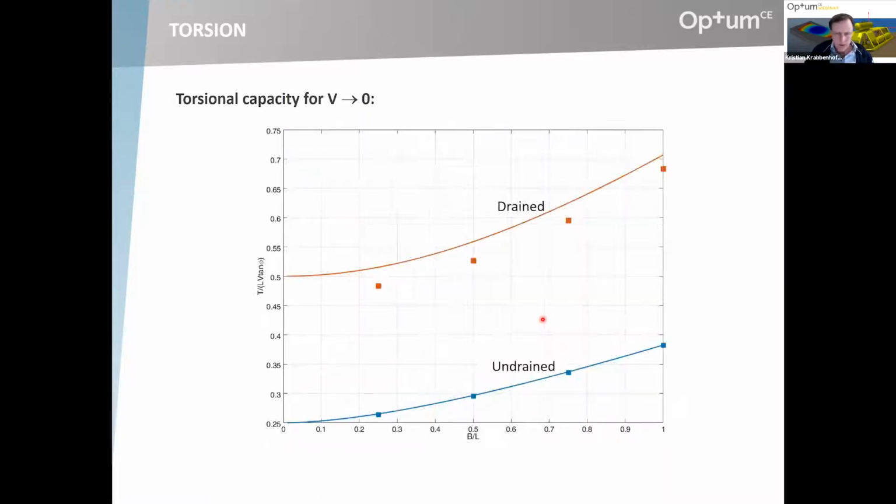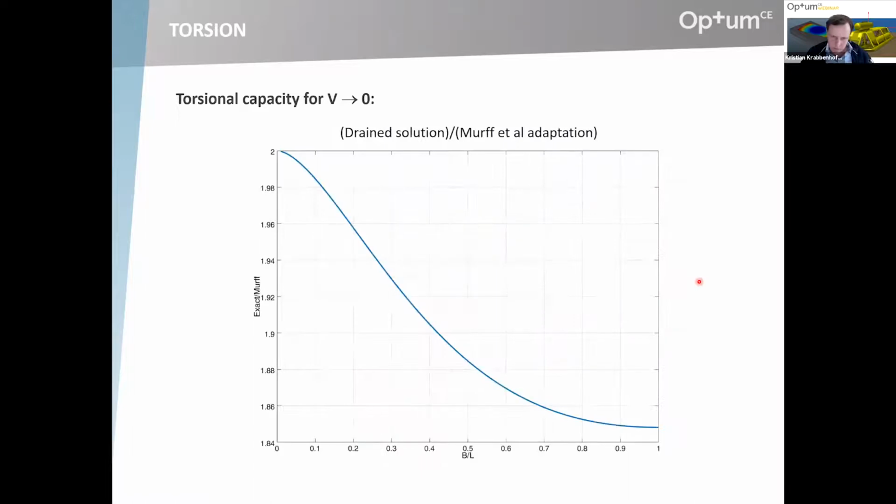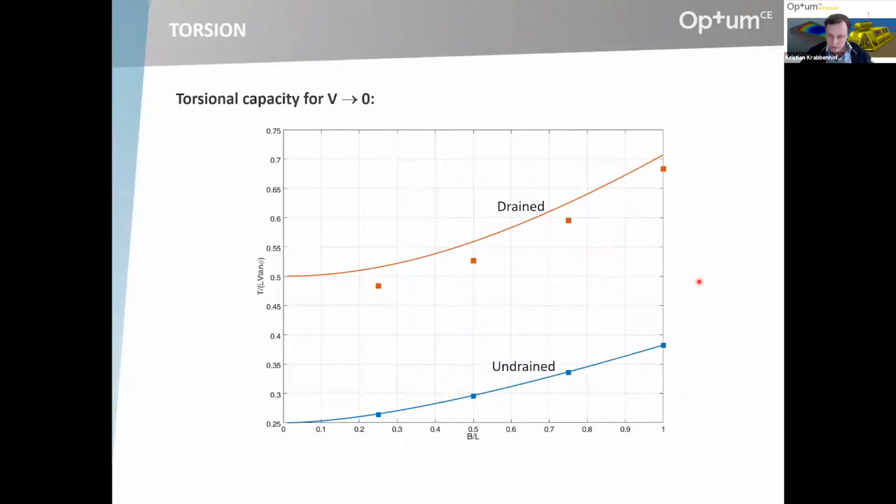So the question is, can we trust this drained solution? And I think we can. We can definitely also trust the Murph et al. solution. That seems to also be an exact solution if you compare with runs, with G3 runs, with numerical analysis that I just did this morning here.